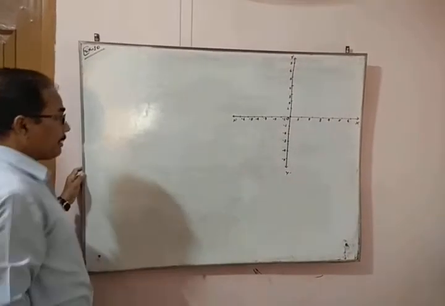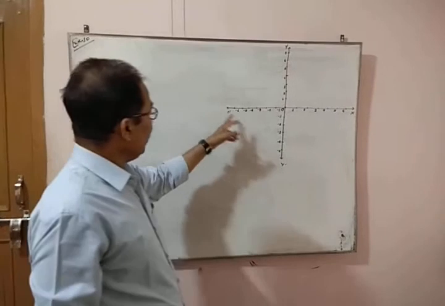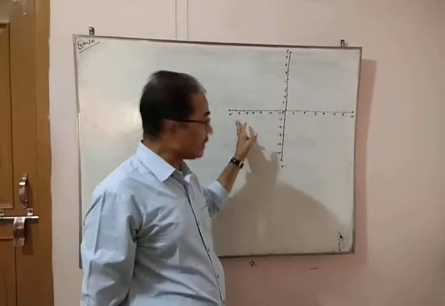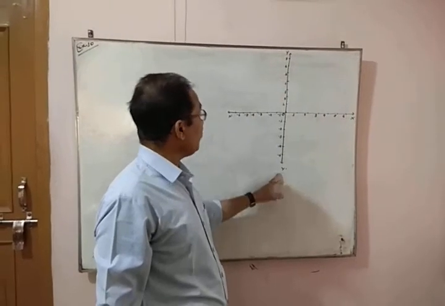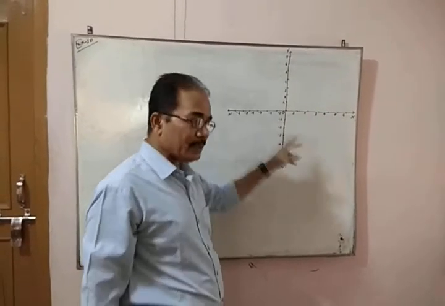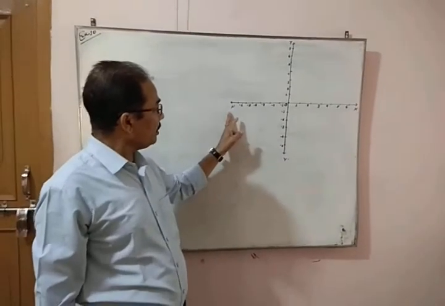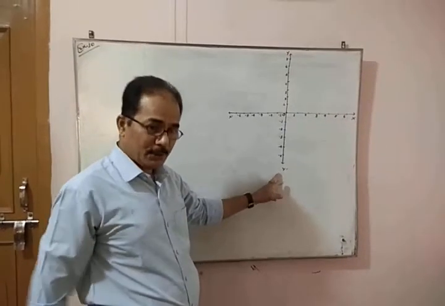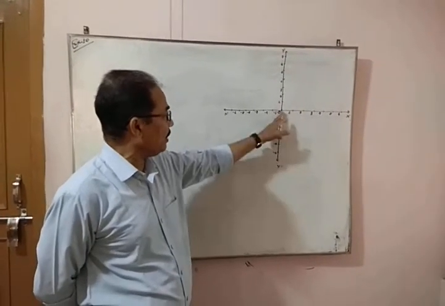Before starting this chapter, you see that I have drawn here. This is your horizontal line X', that is known as the x-axis, and this is your vertical line Y', that is known as the y-axis. The point of intersection of the x-axis and y-axis is known as the origin. In this diagram, it is indicated by O.